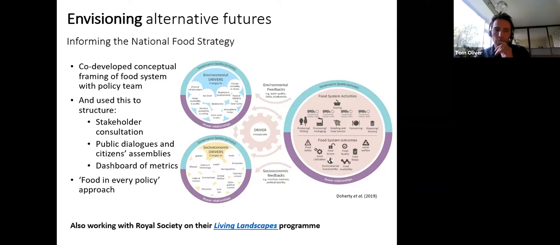And I guess at the bottom here, we've been working closely with the Royal Society as well. They've got what's called a Living Landscapes programme, and that has a series of public dialogues as well, trying to understand how people feel about their landscapes and how they might like to envision them being transformed.